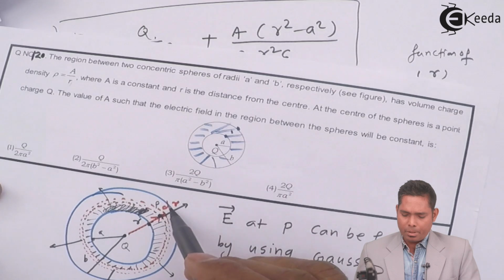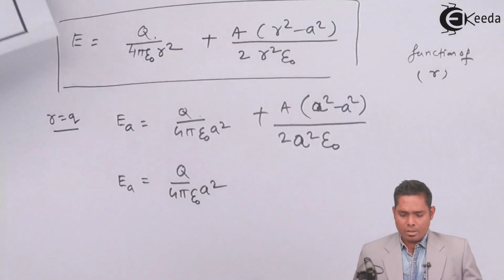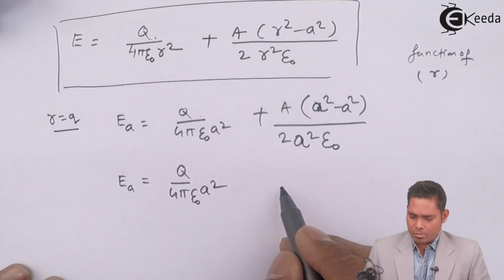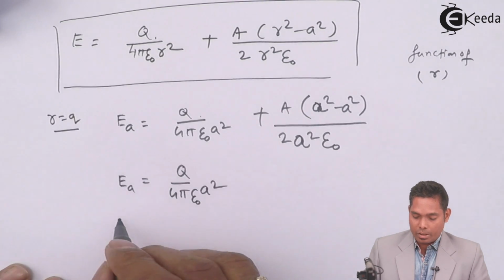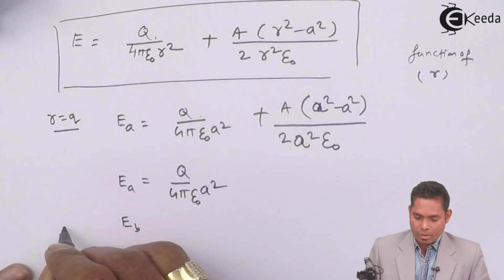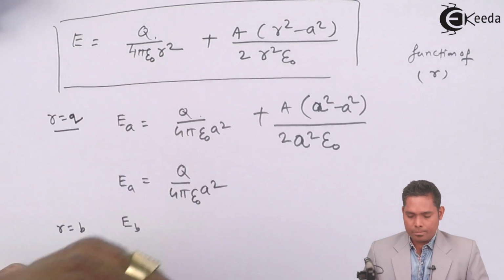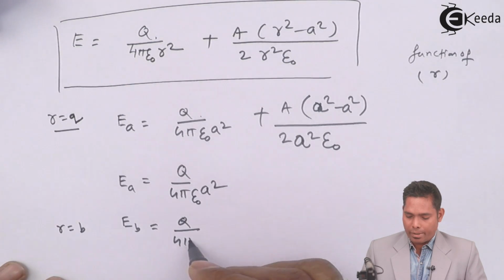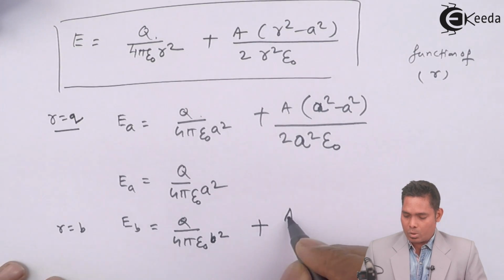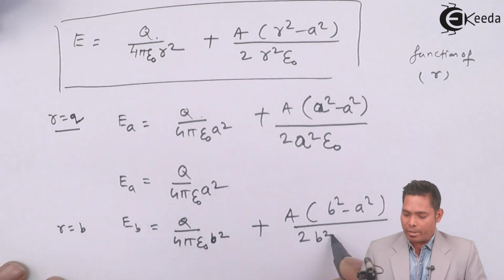Similarly, I will find the electric field at point b, when the radius is b. Then what will I have? This is one equation. I will equate the electric field at a and at b. So electric field at b, r equals b, I put here r as b. This is q upon 4 pi epsilon naught b square plus a into (b square minus a square) divided by 2 b square epsilon naught.